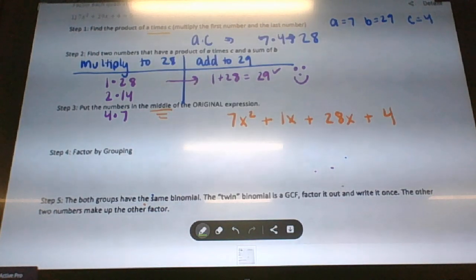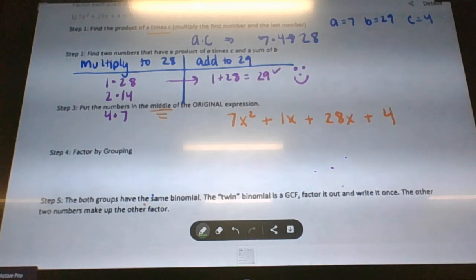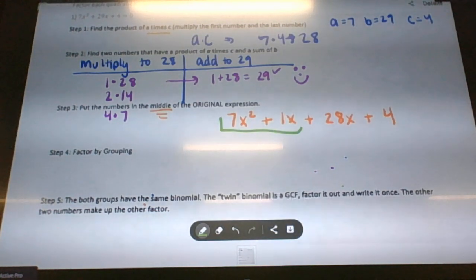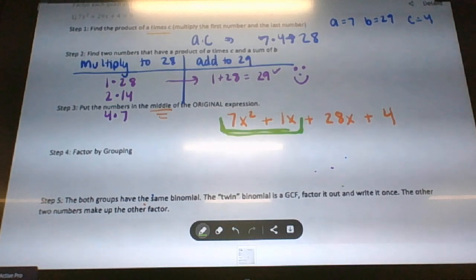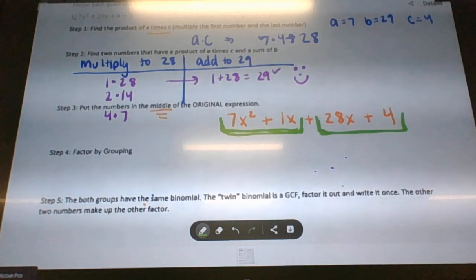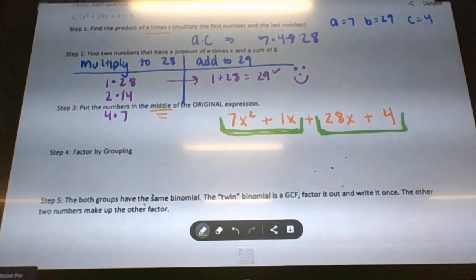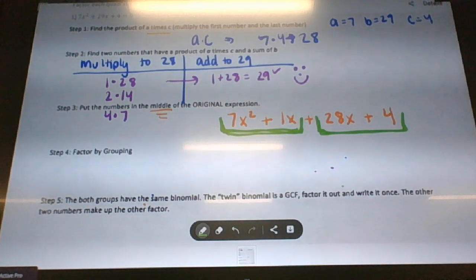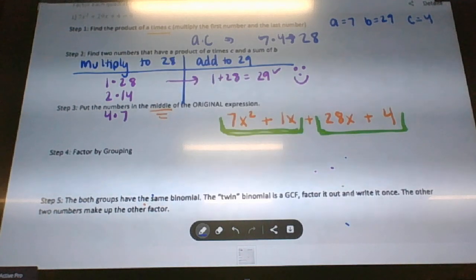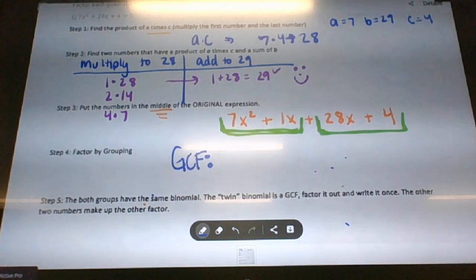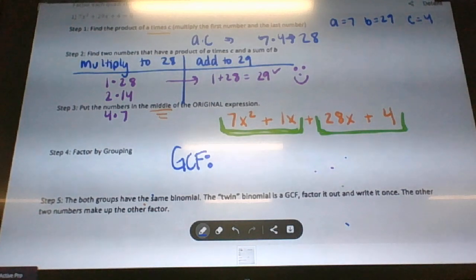Step 4. Factor by grouping. I look at 2 at a time. I always prefer even numbered problems because you can do this grouping trick. And factor by grouping means you GCF it. 7 and 1 don't have a common factor other than 1.